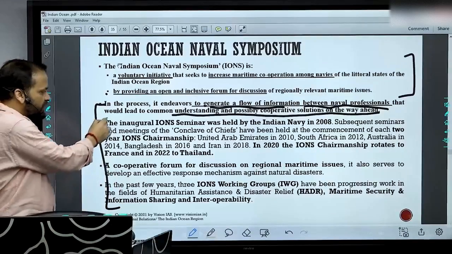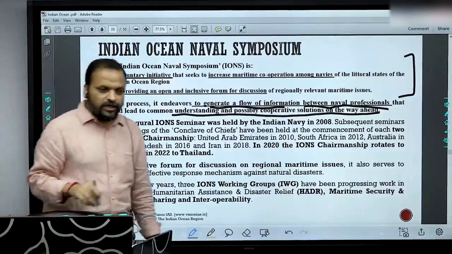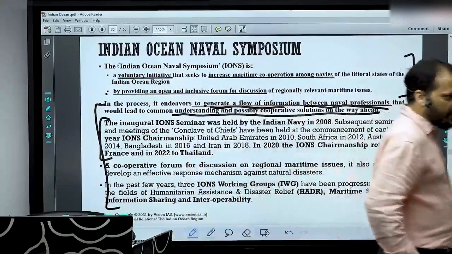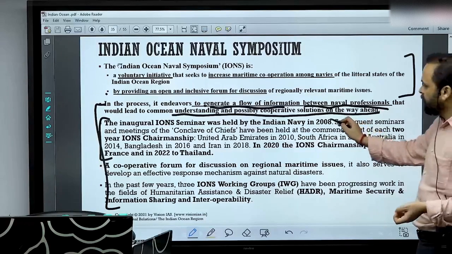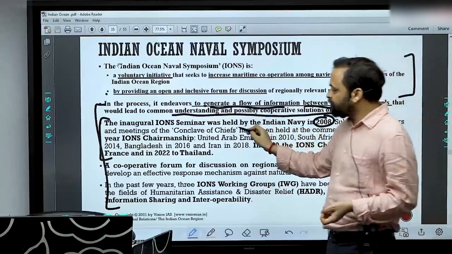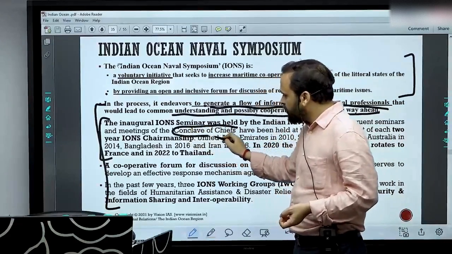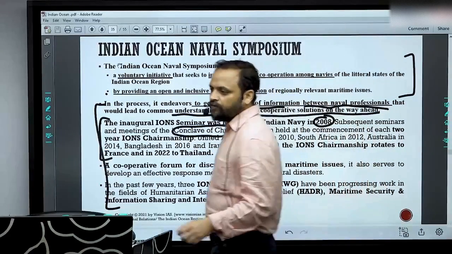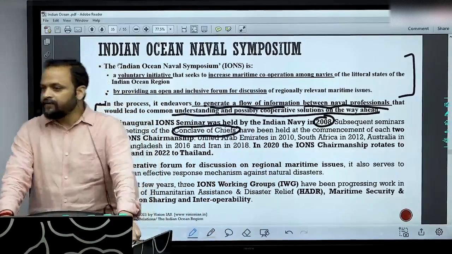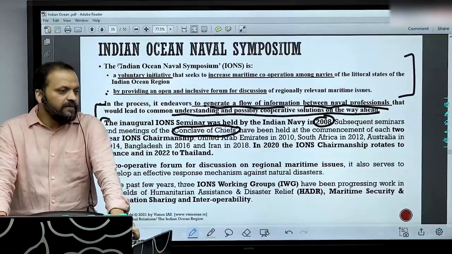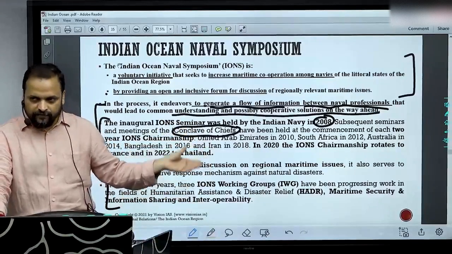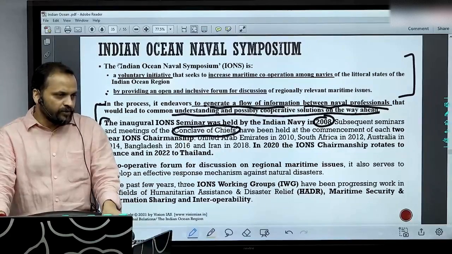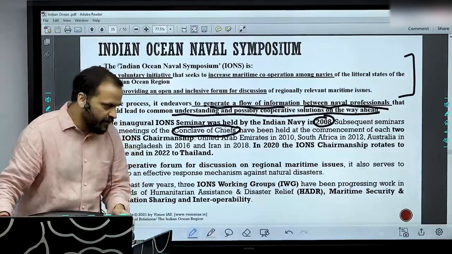Now about the history of it. The first Indian Ocean Naval Symposium was initiated by India in 2008. India started this symposium, the Indian Ocean Naval Symposium, in 2008. Generally what you would see is that it is driven by multiple meetings, but the most important meeting is the Conclave of Chiefs, which is the Chiefs of the Naval Staff meeting each other. So the Conclave of Chiefs is the meeting that takes place.